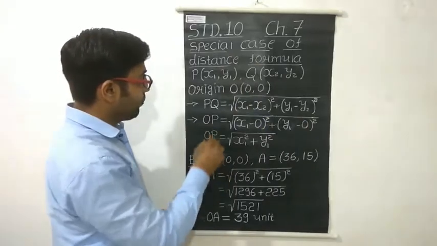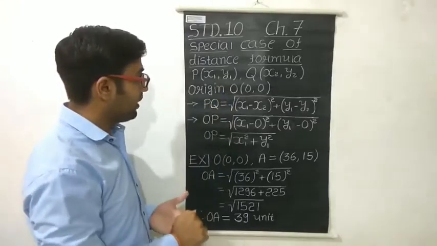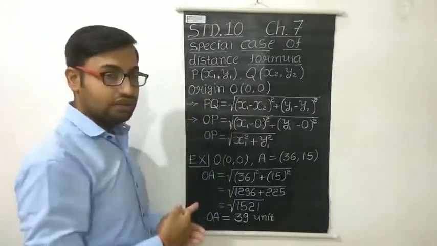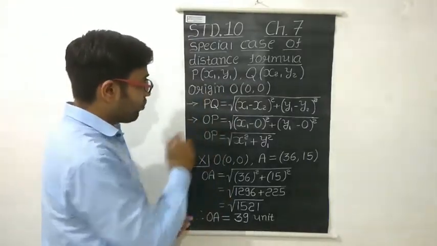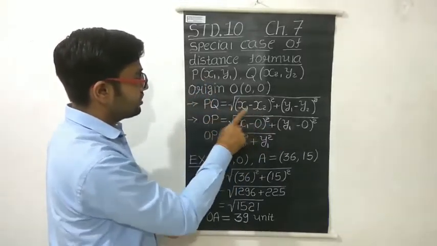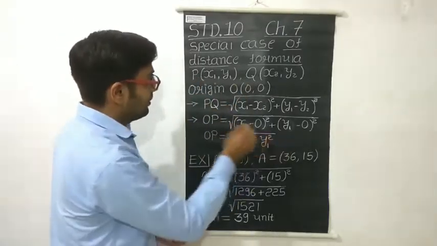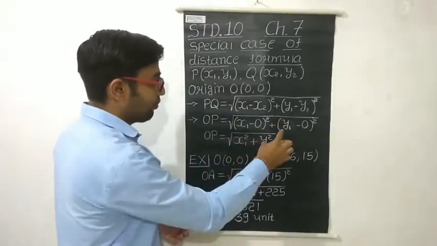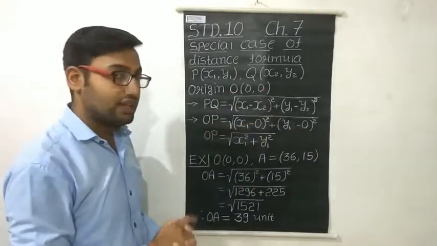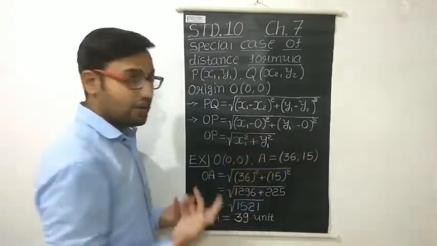What will happen if instead of Q, we have the point O? That means we want to find the distance between P and O, origin to the point P. That distance we have to find. So that is OP equals under root, now x1 minus x2. Instead of x2 we have to put 0, that is x1 minus 0. And instead of y1 minus y2, now we have to put y1 minus 0, because x2 and y2 are the origin coordinates and those are 0. So what will happen? x1 minus 0 is x1 square and y1 minus 0 is y1 square.